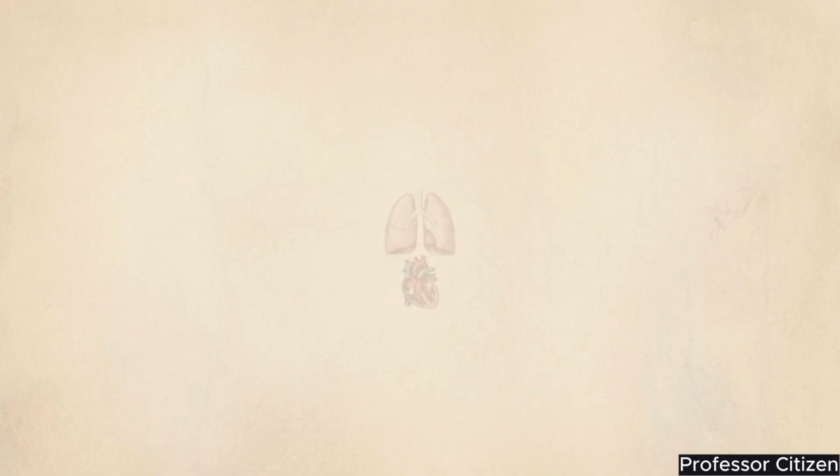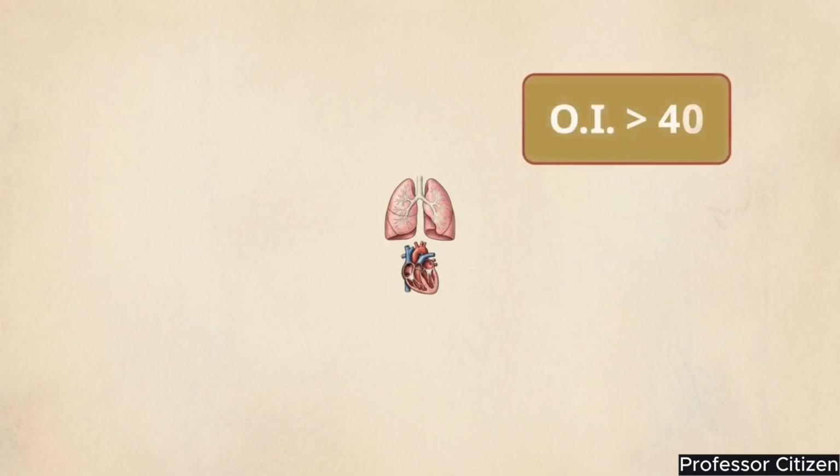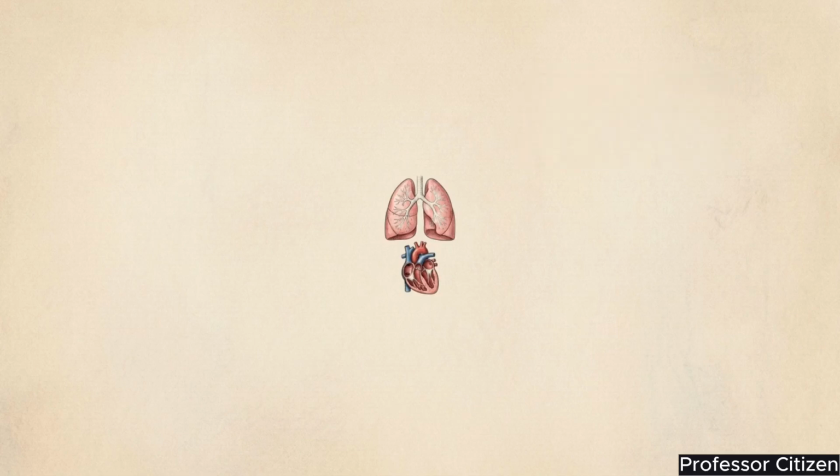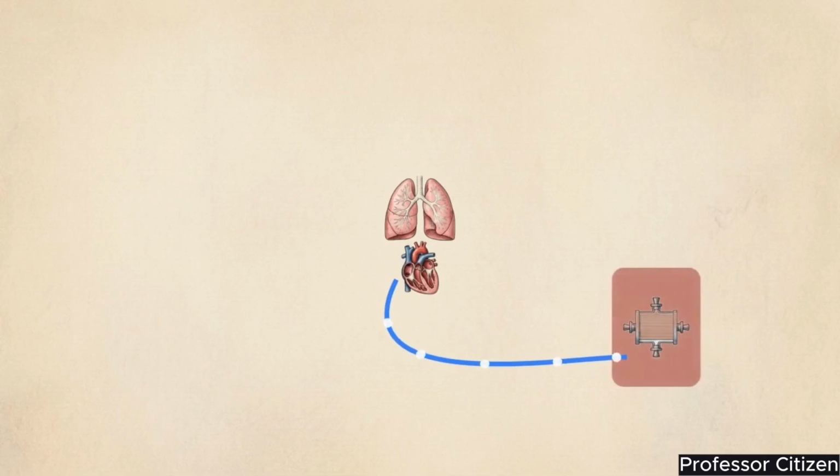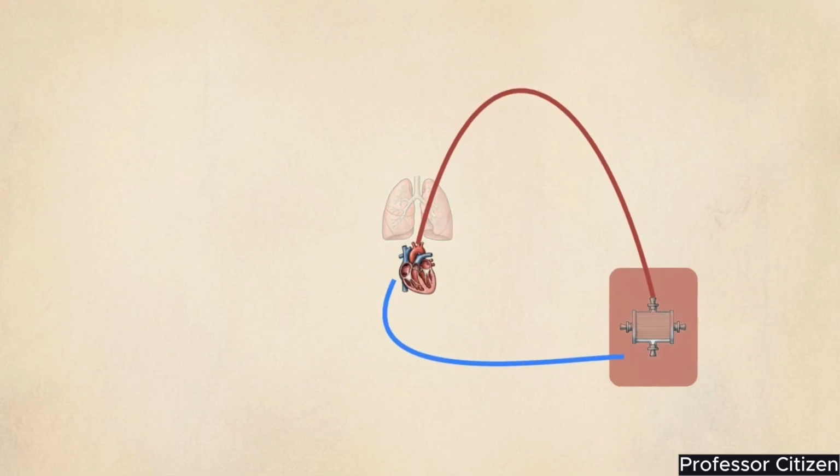This schematic illustrates a neonatal ECMO circuit. An OI greater than 40 indicates a total failure to medically lower pulmonary resistance, mandating the use of extracorporeal membrane oxygenation. Deoxygenated blood is drawn away from the failing cardiopulmonary system, passes through an external oxygenator, and returns as oxygenated blood, completely bypassing the high-resistance lungs.